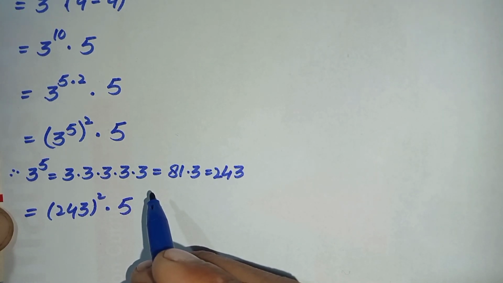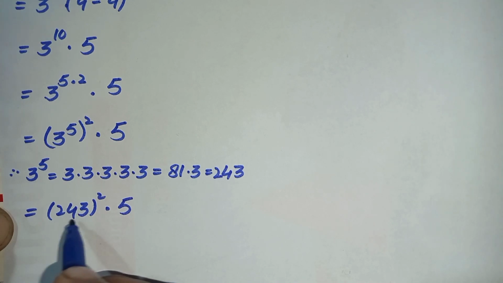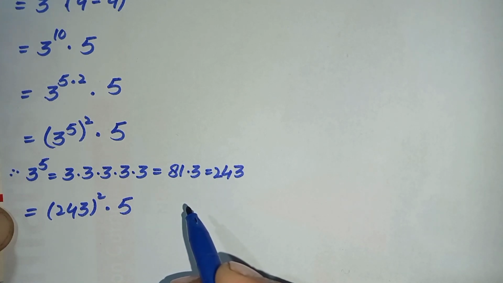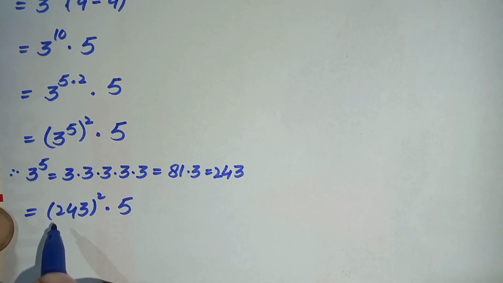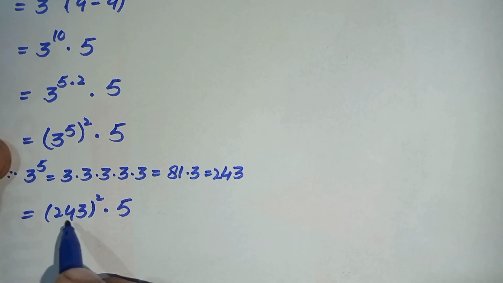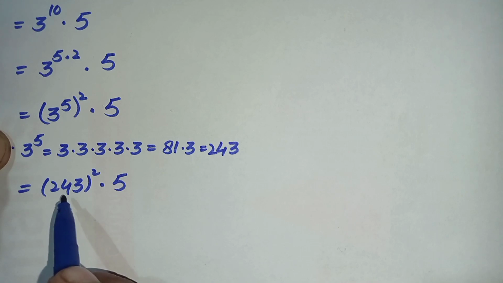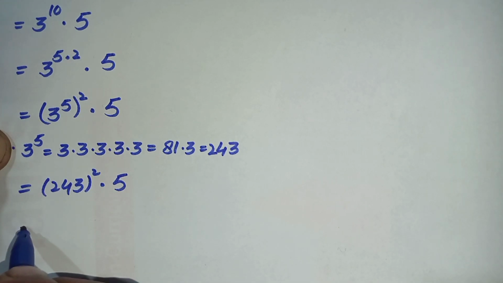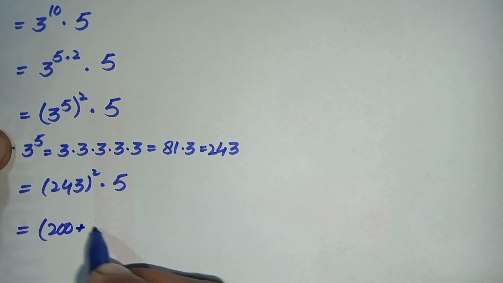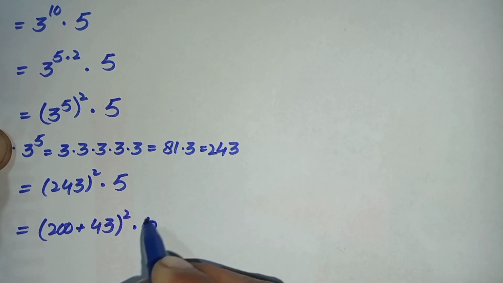Now there are two different approaches to solve this question further. The first is to simplify this number by multiplying 243 with 243 by ordinary multiplication. And the second approach is to use a formula which is simpler, which is easy to evaluate the value of this. So here I will use an algebraic formula to evaluate the value of 243 square. So first we can write 243 as 200 plus 43 whole square times 5.